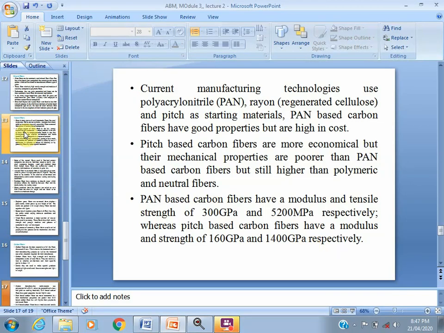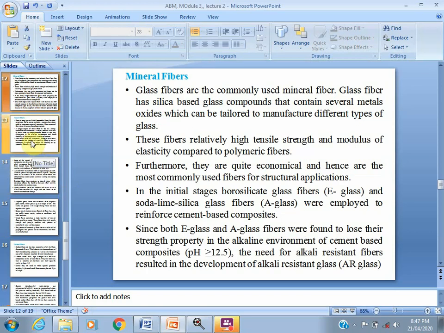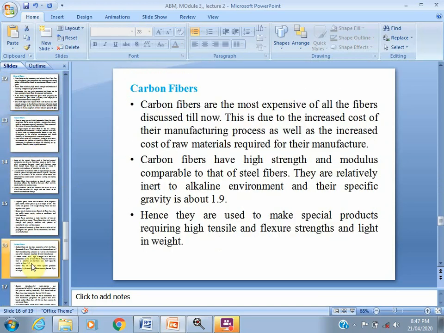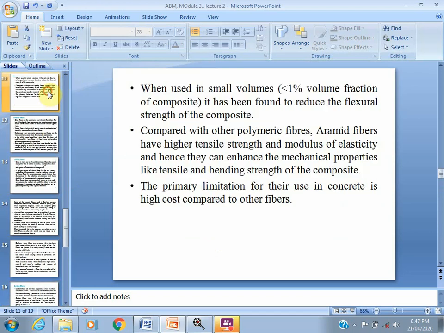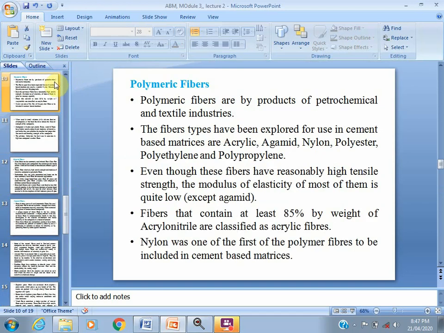So in today's class we have discussed mineral fibers, natural fibers, carbon fibers, metallic fibers, and also polymeric fibers. Thank you.